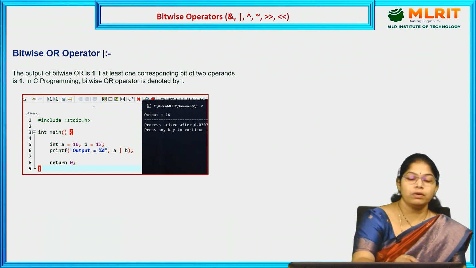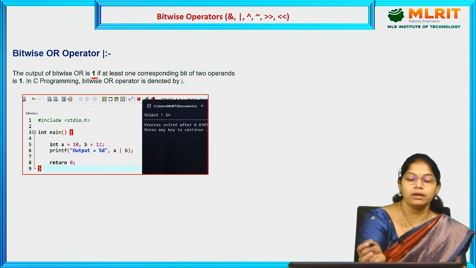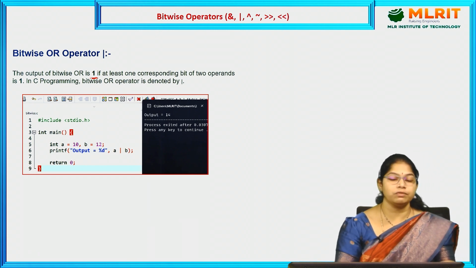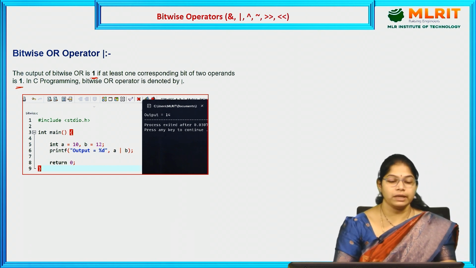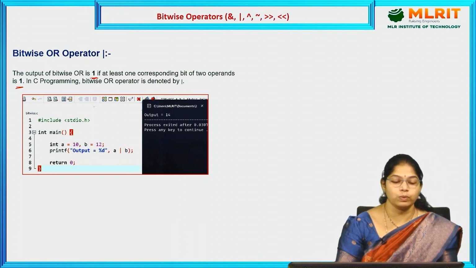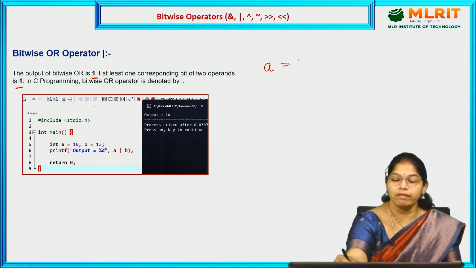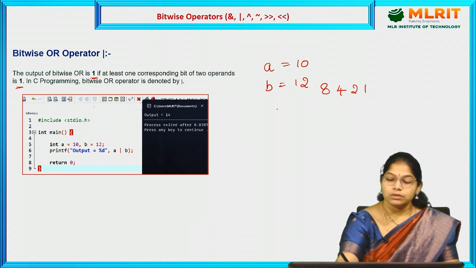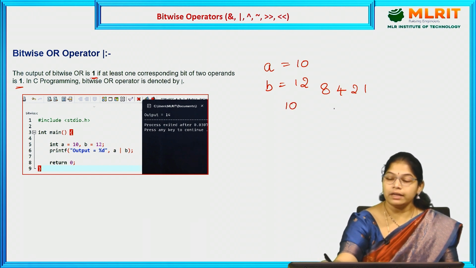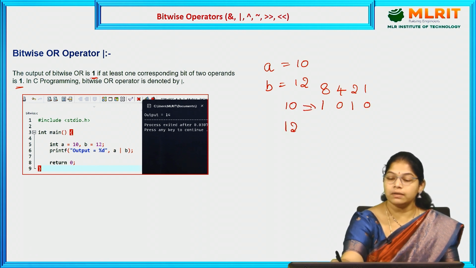Bitwise OR. The output of bitwise OR is 1 if at least one corresponding bit of those two operands is 1. If we have at least one corresponding bit as 1, then we'll get the result as 1. Consider the same example. Here the A value is 10 and the B value is 12. Take 4-bit representation. Convert 10 into binary, that is 1 0 1 0. 12 into binary is 1 1 0 0.